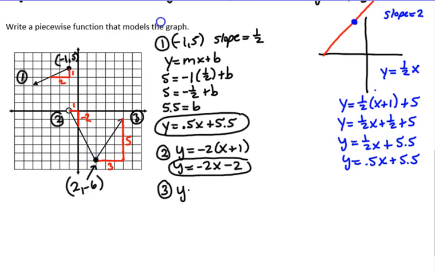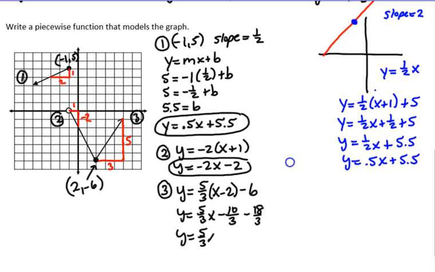So I'm going to say y is equal to 5/3 times the quantity x minus 2, minus 6. So I've shifted to the right 2 and down 6 from my original graph of 5/3 x. So y is equal to 5/3 x minus 10/3, and then so that I can add these two together, I'm going to make this minus 18/3. So y is equal to 5/3 x minus 28/3. Believe me, if you did it the y equals mx plus b method, it would take a lot longer.